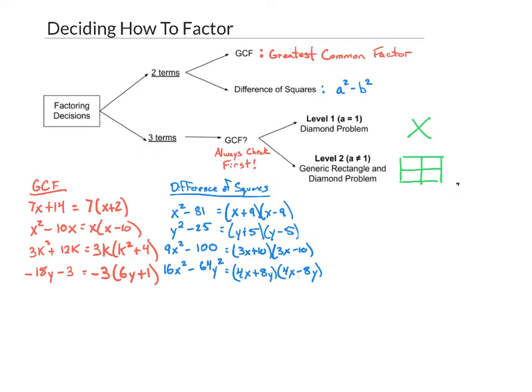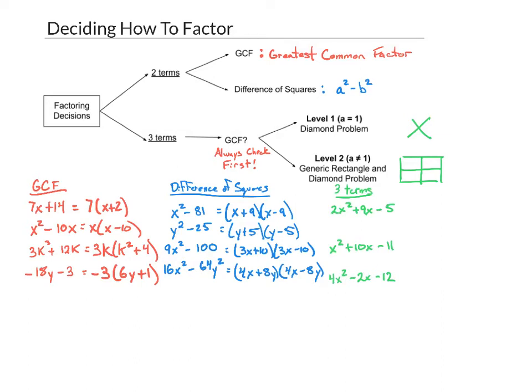You should always check first to see if your 3-term problem, your trinomial, is going to have a greatest common factor. Afterwards, you can either do a generic rectangle and diamond problem, or perhaps just a diamond problem. We're not too concerned about level 1 versus level 2, but you do need to know how to factor a trinomial. So let's take a look at some examples of a 3-term or a trinomial.